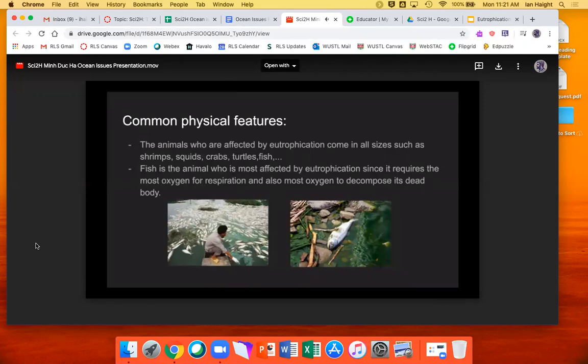Common physical features. The animals who are affected by eutrophication come in all different colors and all different sizes, from small to large, such as shrimps, squids, crabs, turtles, fish. Fish is the animal most affected by eutrophication, since it requires the most oxygen for respiration and also the most oxygen to decompose its dead body.